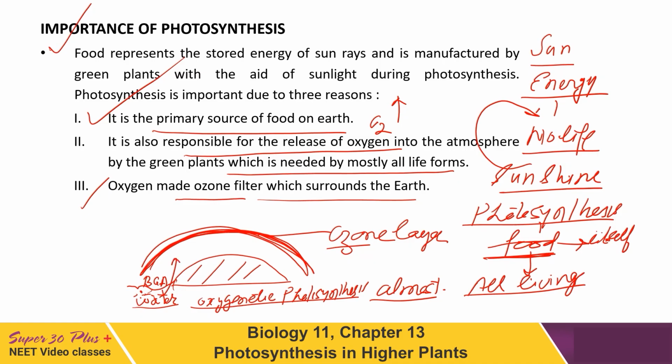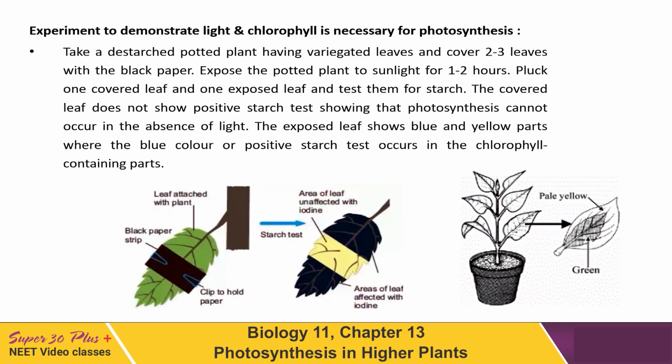These blue-green algae released oxygen in the atmosphere, and this oxygen combined with nascent oxygen and made the ozone layer. Because of the formation of the ozone layer, harmful cosmic rays have been filtered, and life from water has come on the surface of earth. A very, very important point, the significance of photosynthesis.